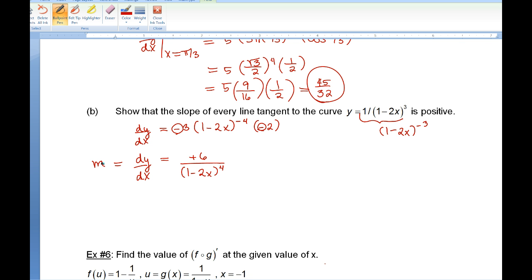We want to show, how do we know that this is positive everywhere? Well, no matter what number it is, when you put it in the fourth power, it's going to be positive. This is positive, this is positive, therefore it has to equal a positive number.